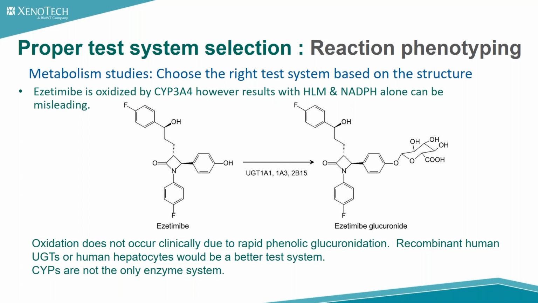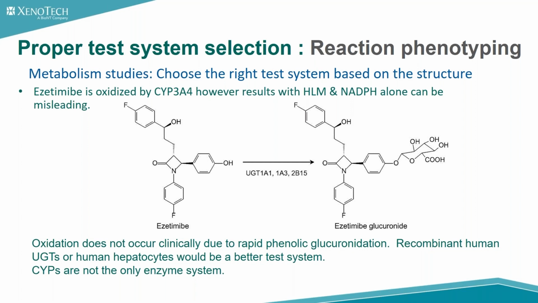But in reality and clinically, this is a misleading result when basing it simply on in vitro data. If you look at the structure of ezetimibe, you'll see that there's a phenolic hydroxyl group. Therefore, ezetimibe is readily and rapidly glucuronidated in vivo even before CYP metabolism can occur. And this is leaving very little parent compound left for CYP3A4 metabolism.